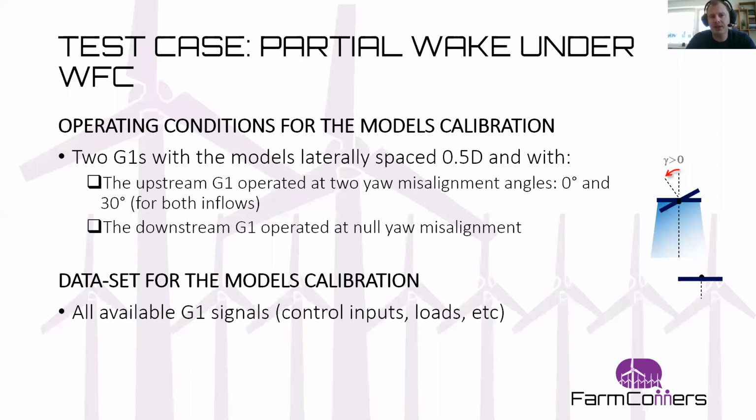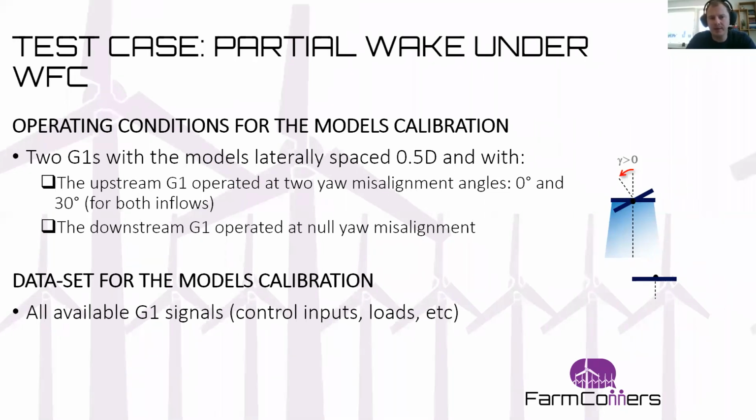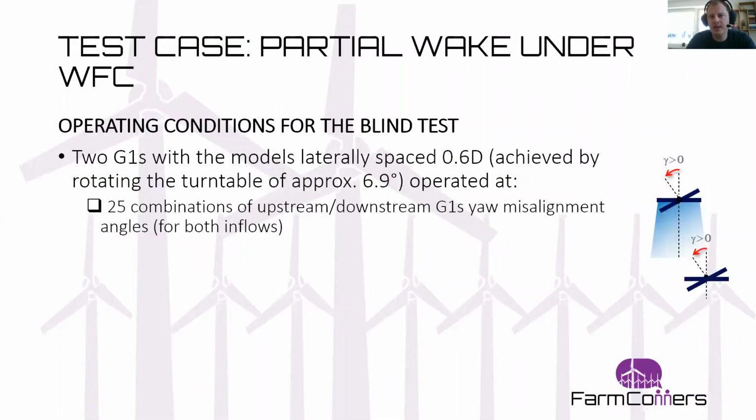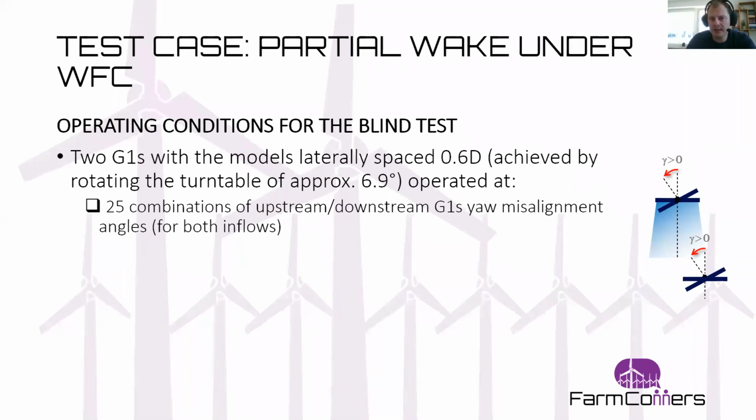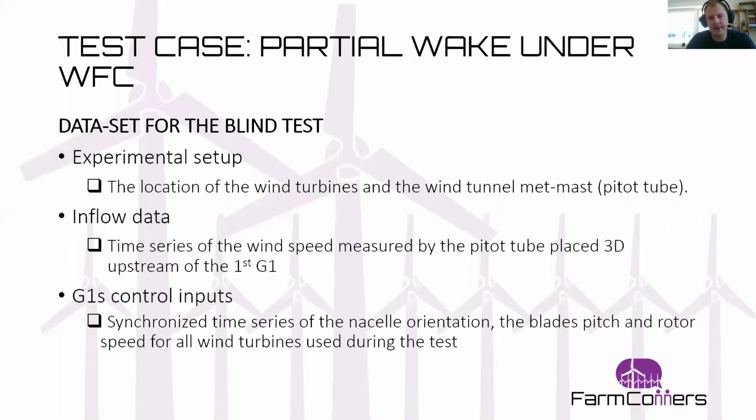Again, operating conditions for the model calibration: 2 G1s, laterally spaced 0.5D. The upstream one operated at 2 yaw misalignments, the downstream one at null yaw misalignment, and you have all the G1 signals. For the blind test, we have 2 G1s laterally spaced 0.6 diameter, achieved by rotating the turntable approximately 7 degrees. We were testing 25 combinations of yaw misalignment for both turbines. And again, for the blind test, you have a similar kind of data provided: where the turbines were located, speed measured by the pitot tube, and all the G1's control inputs.